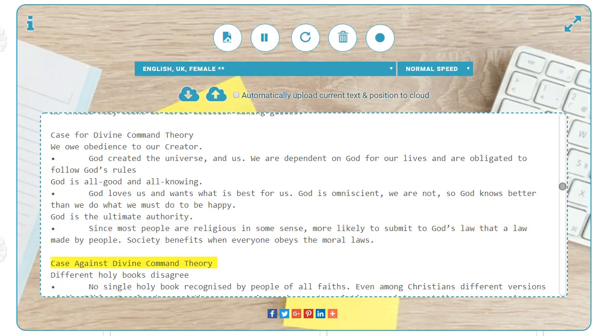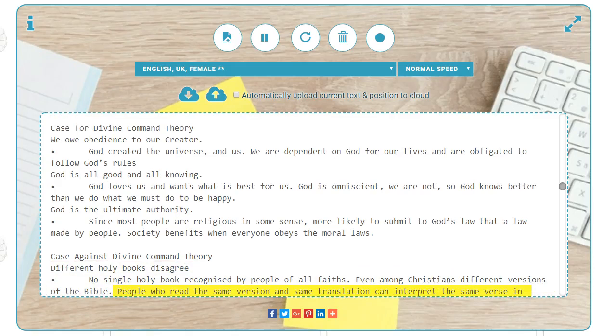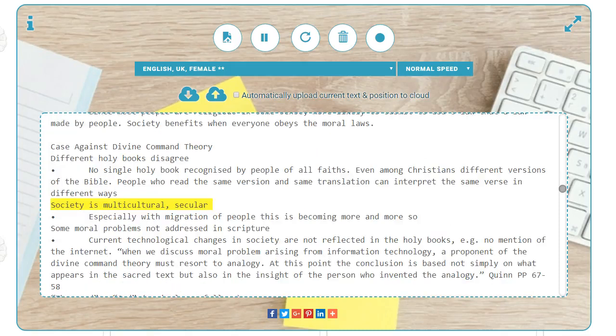Case against divine command theory. Different holy books disagree. No single holy book is recognized by people of all faiths. Even among Christians, there are different versions of the Bible. People who read the same version and same translation can interpret the same verse in different ways. Society is multicultural and secular. Especially with migration of people, this is becoming more and more so.